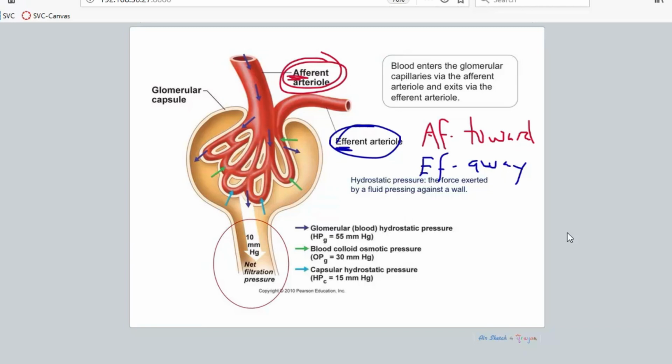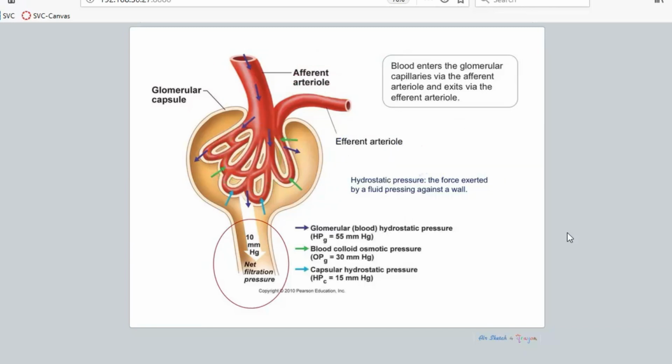We're talking about the glomerulus here, the capillary bed. The afferent arteriole goes towards that capillary bed. The efferent arteriole goes away from it. And then what you can see here is that fluid becomes filtrate down there, and now it's in the glomerular capsule.